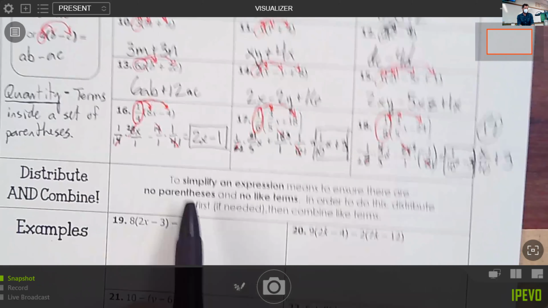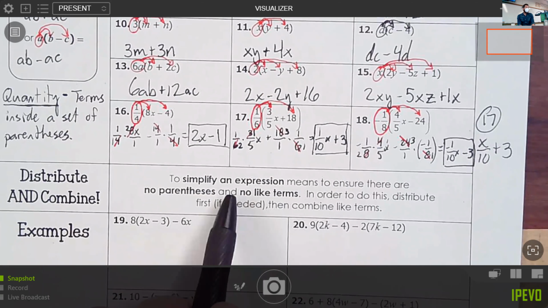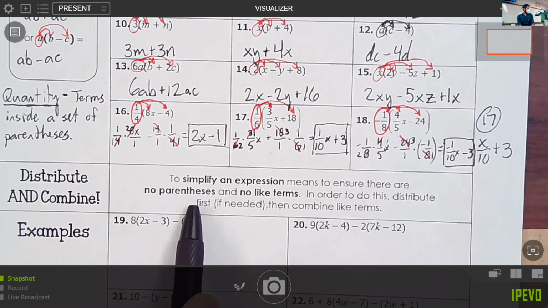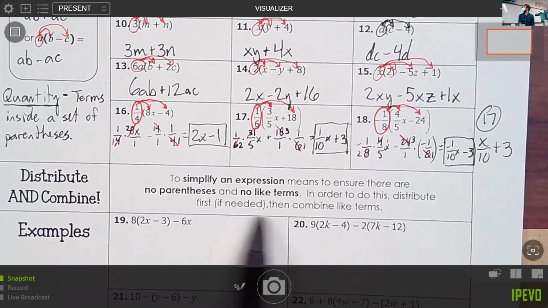So to simplify an expression, anytime you see the word simplify, it means to ensure that there are no parentheses and no like terms, meaning you've distributed to get rid of the parentheses, and you've combined all of the like terms so that there are no more like terms in your result. In order to do this, you distribute first and then combine like terms right there.